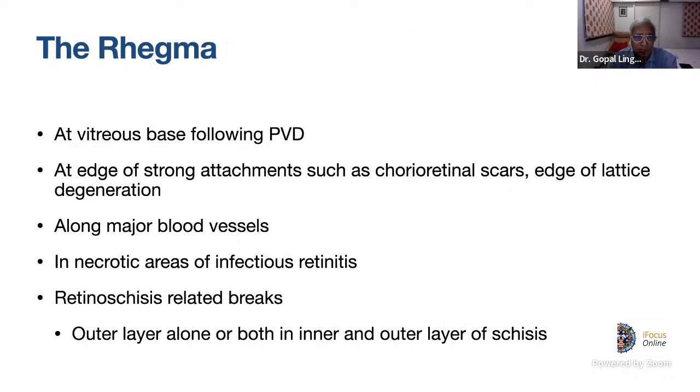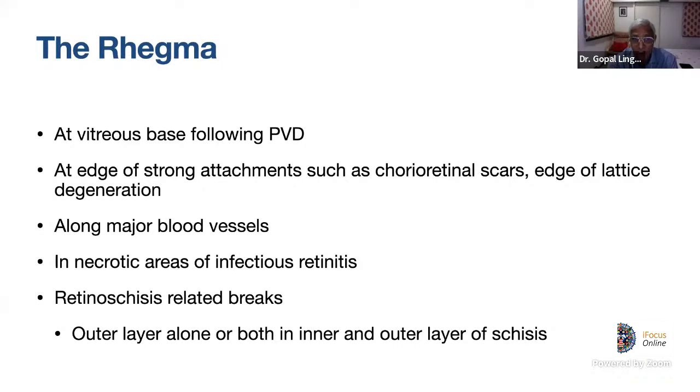So the tractional tears occur at the vitreous base following a PVD. They can also occur at the edge of strong attachments such as choroidal scars, or at the edge of lattice degenerations, where again you can get a traction tear, while within the middle of lattice you get atrophic holes. They can occur along major blood vessels.